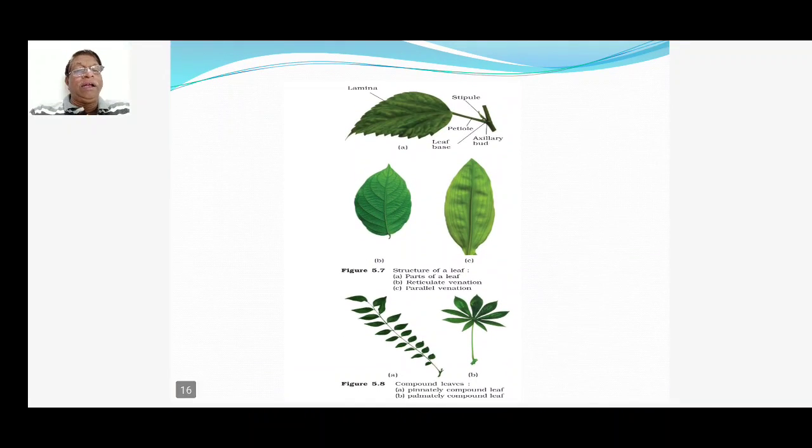See the diagram. Different parts of the leaves are there. It is actually the leaf of hibiscus plant. This is your textbook diagram or NCERT diagram. Okay. See the sheathing leaf base.